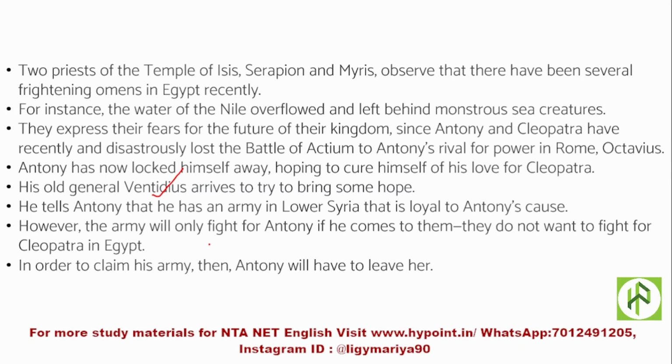And this army in Lower Syria will only fight for Antony if he comes to them, and they do not want to fight for Cleopatra. They don't want to fight for the cause of Antony that is named after Cleopatra, for Egypt, but they want to fight along with Antony's own cause only. Okay, so in order to claim his army, Antony will have to leave her. Now Antony has no choice, so he has to leave Cleopatra.